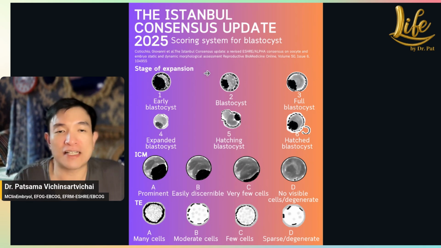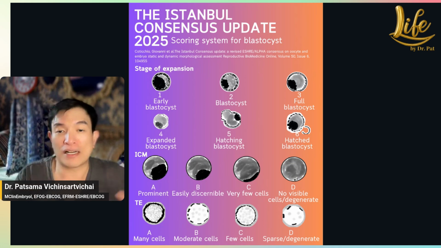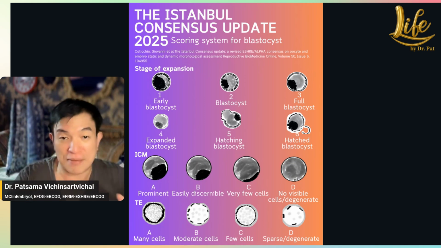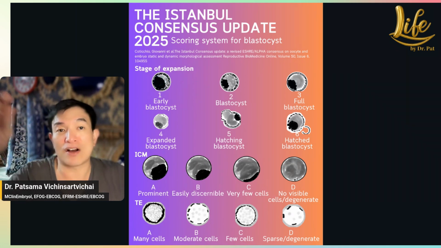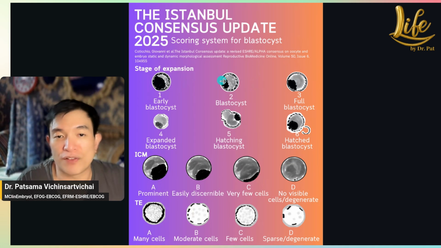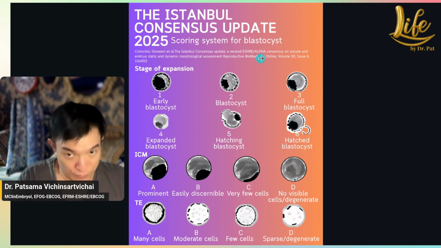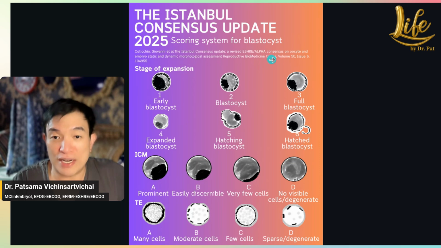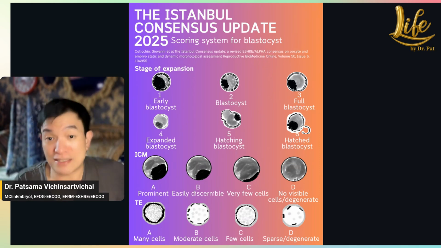The scoring system consists of three parts. The first part is the stage of expansion. It is signified with a number from 1 to 6. This is the same as the Gardner system. Grade 1 is early blastocyst, where the fluid within it is less than 50% of the whole embryo itself. Grade 2 is blastocyst, where the fluid is over 50% but still does not fill the whole embryo. And grade 3 is full blastocyst, where the fluid fills 100% of the blastocyst already.